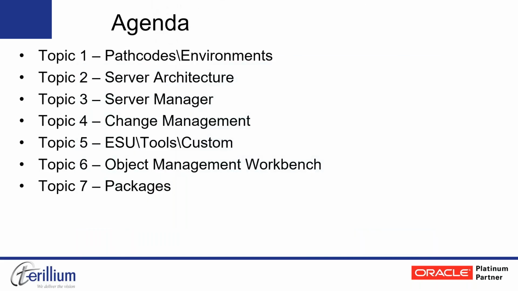Okay, again, so it'll be path codes and servers, then the server manager tool, which helps us manage the server architecture out there. And then once we have what it takes to install the system between path codes and environments and servers, then we'll talk about managing change through the system. That would be applying updates from Oracle and creating them ourselves, and the tools we use to manage those changes and deploy them out to the system.